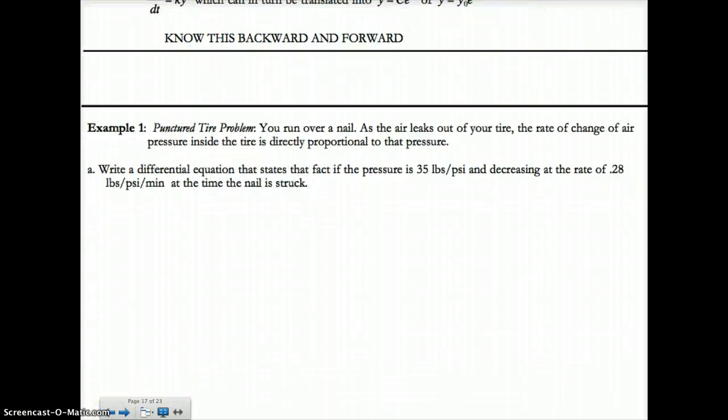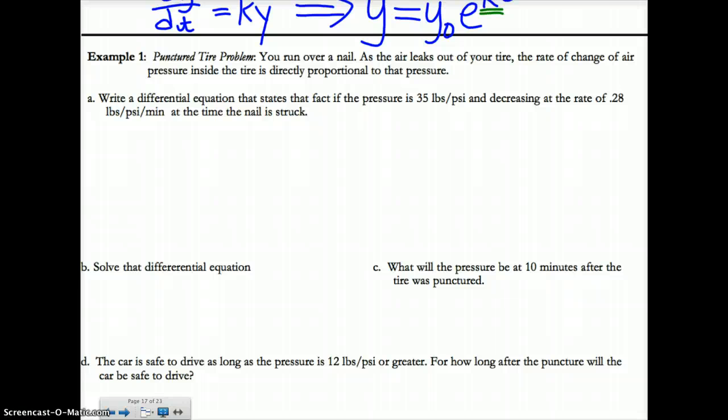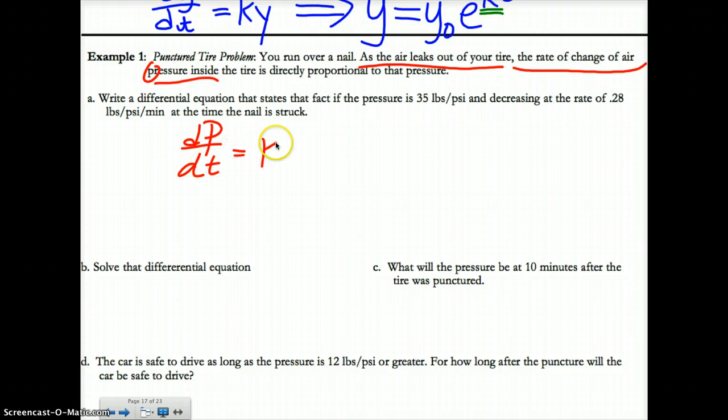So we're going to go through an example here, one with a punctured tire and then one with some bacteria, and I should have time to do both of them. So the first one says you run over a nail, and as the air leaks out of your tire, the rate of change in air pressure. Since this is pressure, I would say dP/dt. Rate of change in air pressure over time is directly proportional to that pressure. All right? That is my initial differential equation.